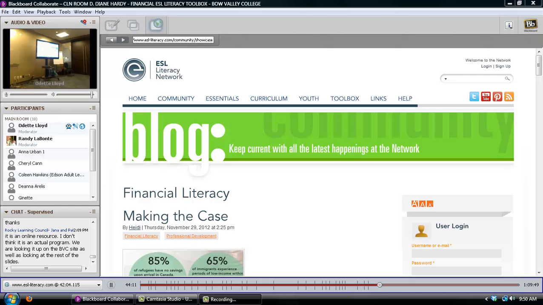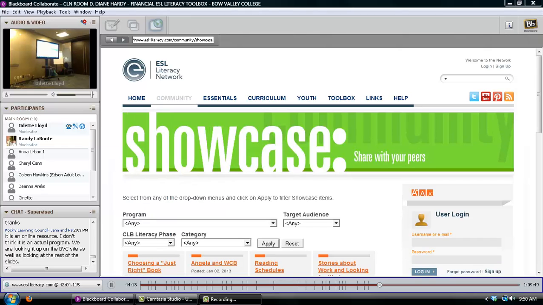And then there's also something in the network that we call Showcase. In the Showcase area, what instructors have done is they've actually talked about a lesson, or they've talked about how they've used the financial literacy toolbox. So let's say, for example, going back to money, if you were curious about how someone's used the lesson plans or the resources, you could come in to see if they posted a showcase item.